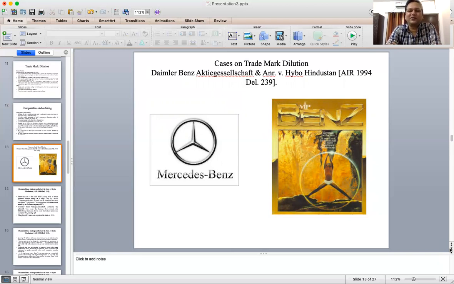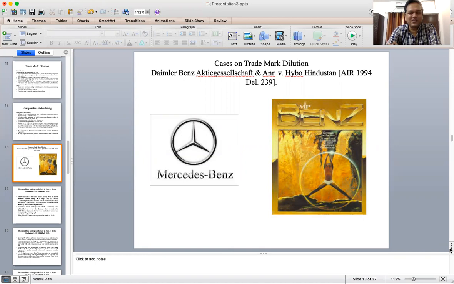So what they tried to do, you can easily see here or figure it out here, is that they have tried to imitate an image which may not be identical, but is pretty similar to the Mercedes-Benz. And they also use the term Bench in connection with that very logo.